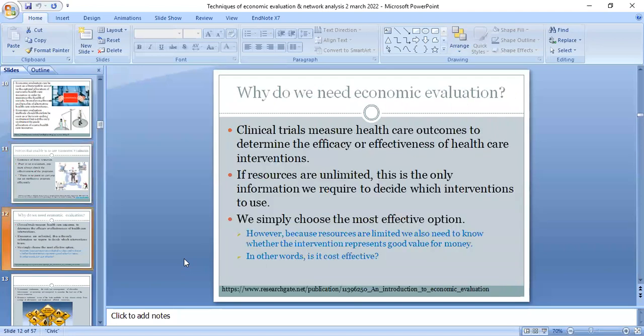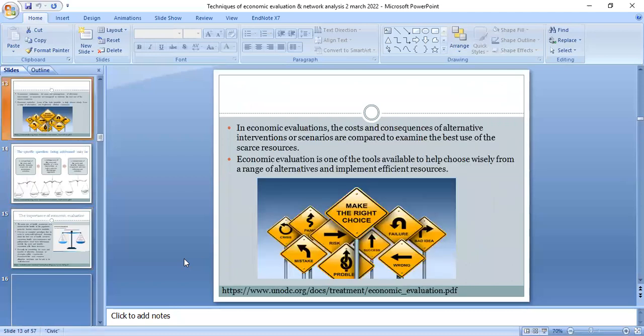Now, why do we need economic evaluation? Clinical trials measure healthcare outcomes to determine the efficacy or effectiveness of healthcare interventions. If resources are unlimited, this is the only information we require to decide which interventions to use. We simply choose the most effective option. However, because the resources are limited, we also need to know whether the intervention represents good value for money. In other words, is it cost effective?